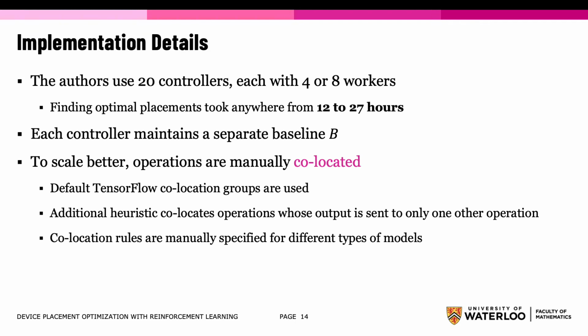Additionally, the authors propose a heuristic wherein they co-locate operations whose output is sent to only one other operation in the graph. Lastly, co-location groups are manually specified by the authors differently for each type of model that will be tested in the experiment. This is done as a pre-processing step.